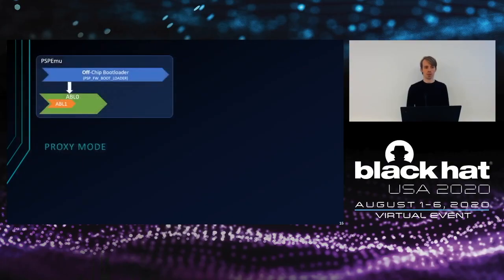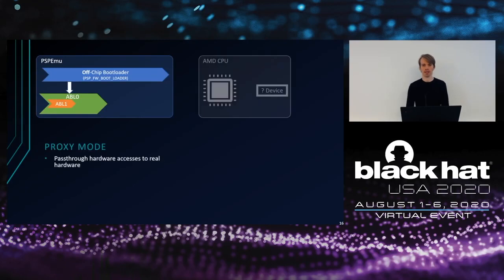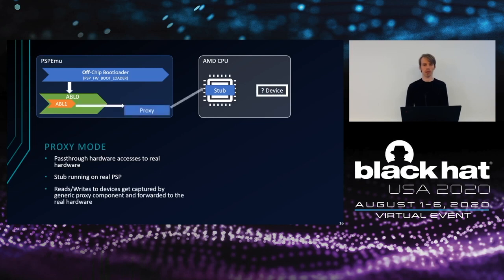So we had to choose a different approach, and because we already had code execution on the PSP for quite some time, we quickly came to the conclusion to leverage that and try to pass through hardware accesses the firmware makes from the PSP emulator to the real hardware. For that, the real PSP will run a stub, forwarding those requests from a generic proxy component in the emulator. This component will capture all accesses to regions which are not being used by configured emulated devices, like the emulated flash, for example, and forward it to the stub running on the real PSP, where it communicates with the device and returns the result back to the emulator. Robert will talk about the vulnerability we've exploited a bit later on in this talk.